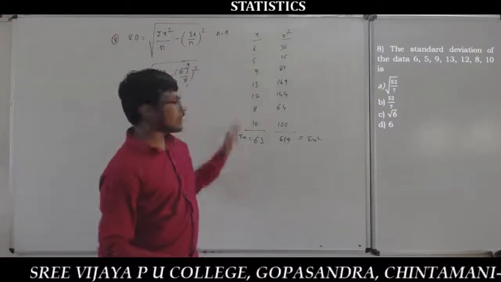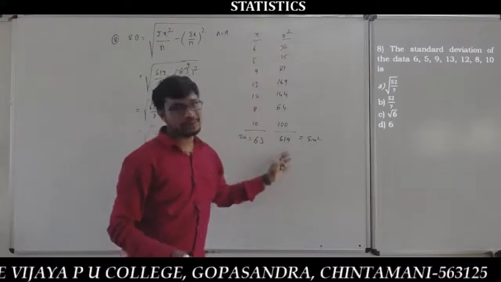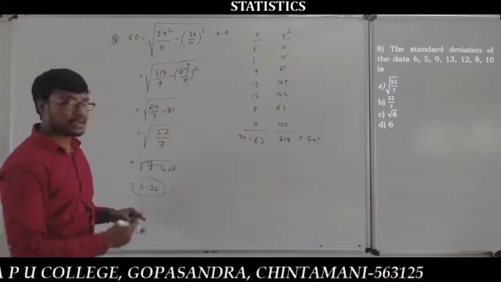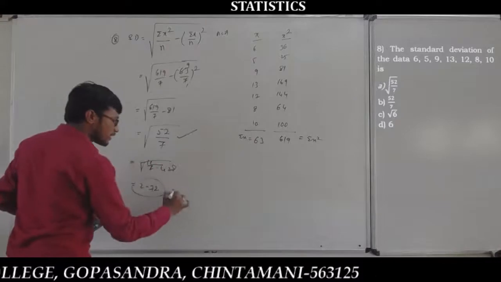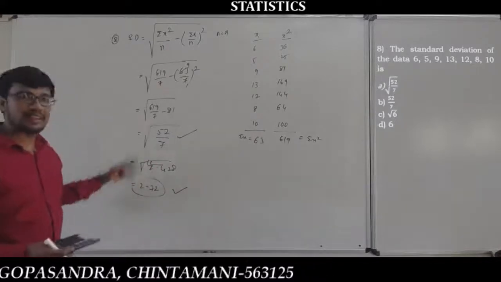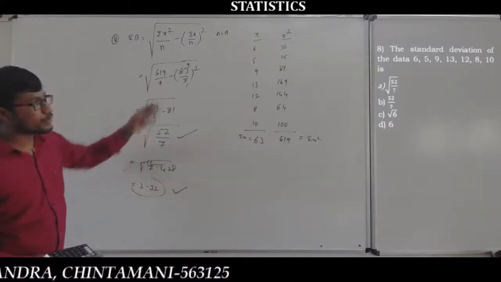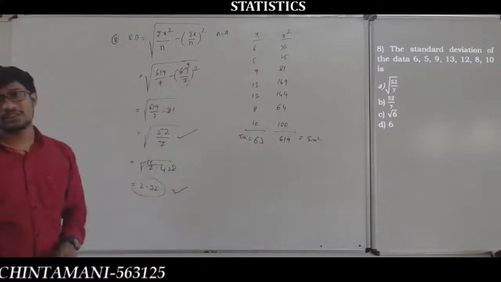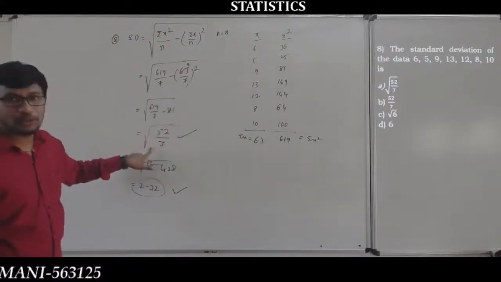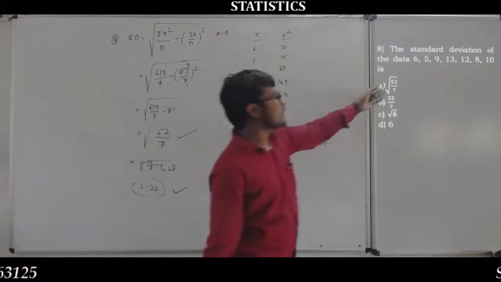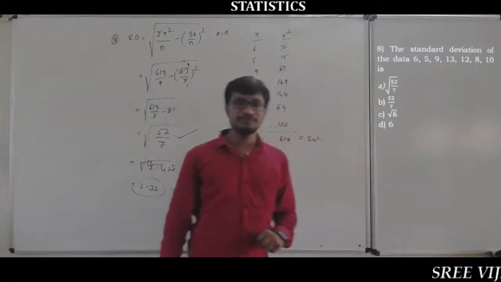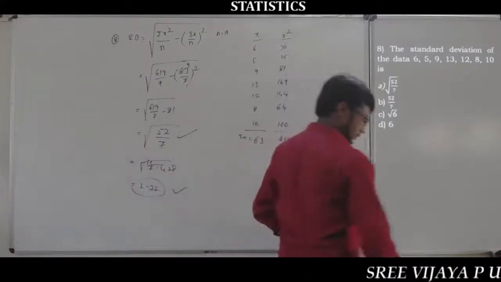Okay, so adding all the x values and adding all the x square values and just applying them in the formula, you will get the standard deviation. Either this is the answer or this is the answer, it will be either of the two. Either root of 52 by 7 or 2.7 they will give. But in the question they give root of 52 by 7, right? So obviously A is the option. Correct? Next one.